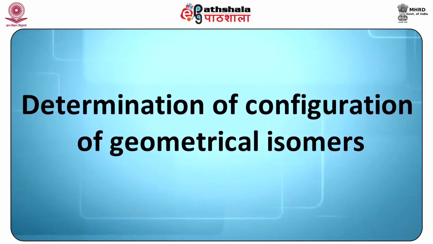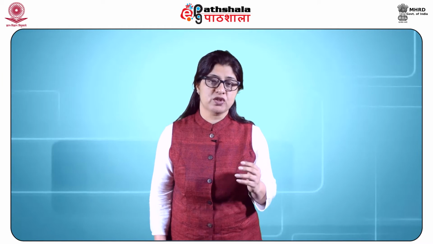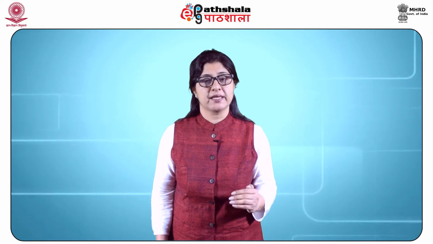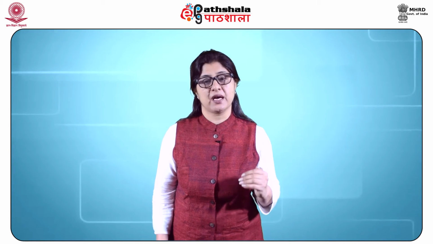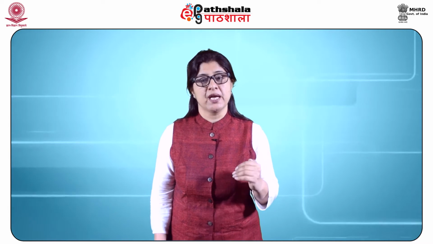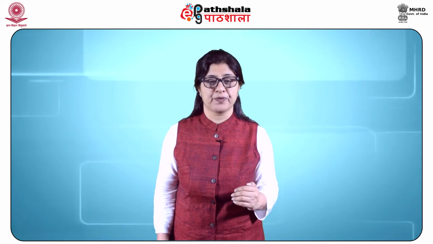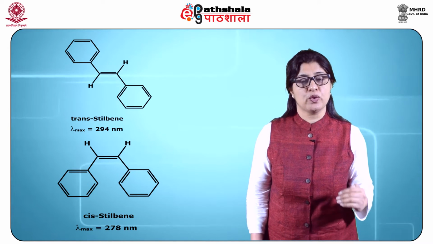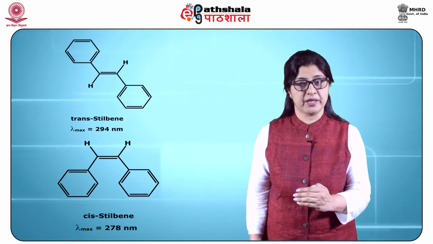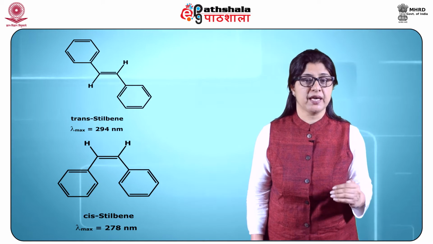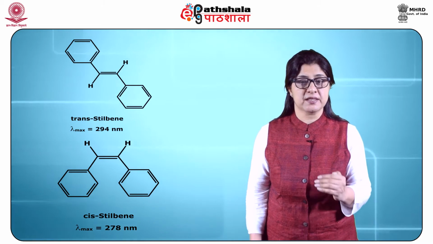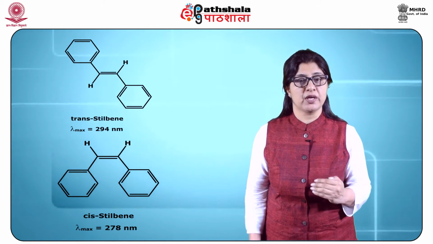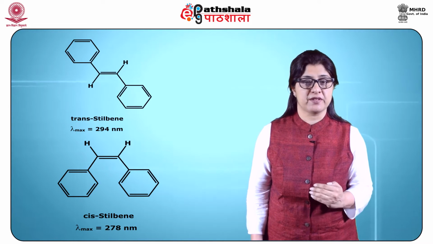Determination of configuration of geometrical isomers. In case of geometrical isomers, the trans isomer shows the absorption maximum at a longer wavelength and also has a larger molar absorptivity value as compared to the cis isomer. For example, trans-stilbene, as shown by figure 1, showed a lambda max at 294 nanometers with a molar absorptivity of 24,000, while cis-stilbene showed a lambda max at 278 nanometers with a molar absorptivity of 9350.